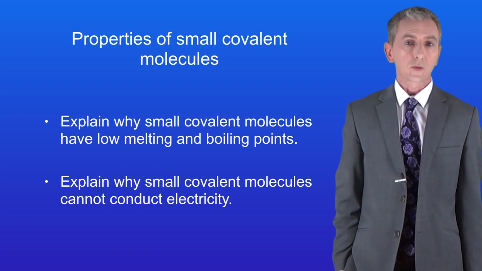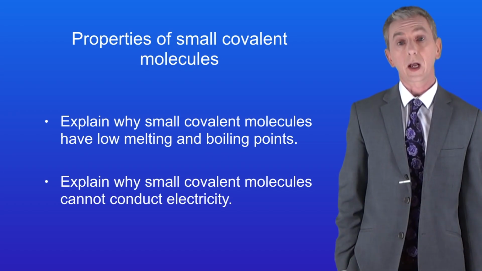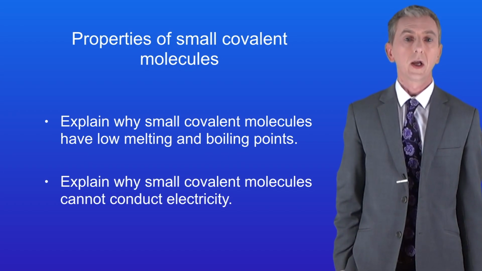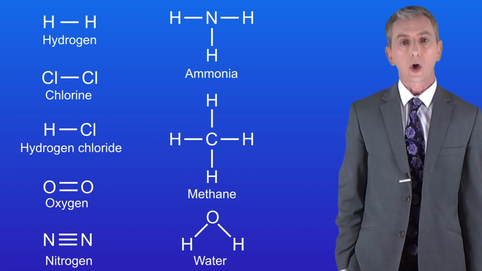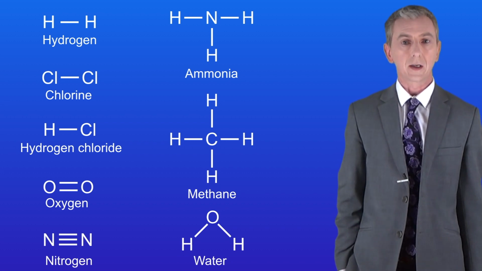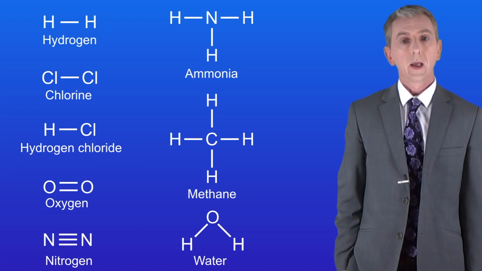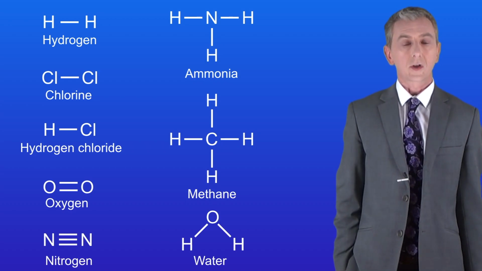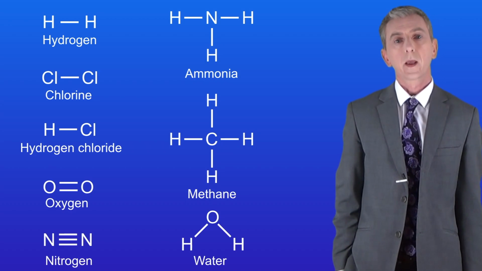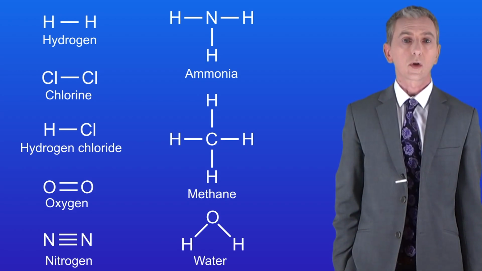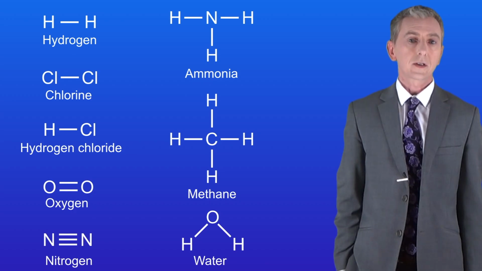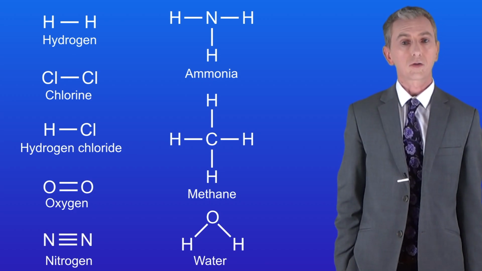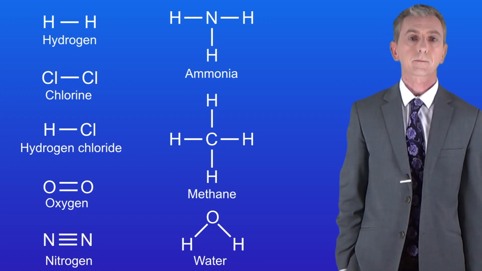In the last few videos, we've been exploring covalent bonding and we've seen lots of covalent molecules, and I'm showing you them here. Now, one key fact about all of the covalent molecules that we've seen is that they are small. Even methane, which is the largest, only has 5 atoms. There are 2 key properties of small covalent molecules, and we're going to look at these in this video. I should point out that the first property can seem a little bit tricky, so let's get started.